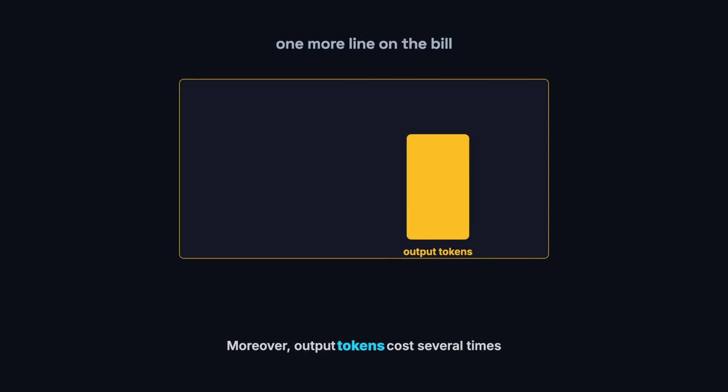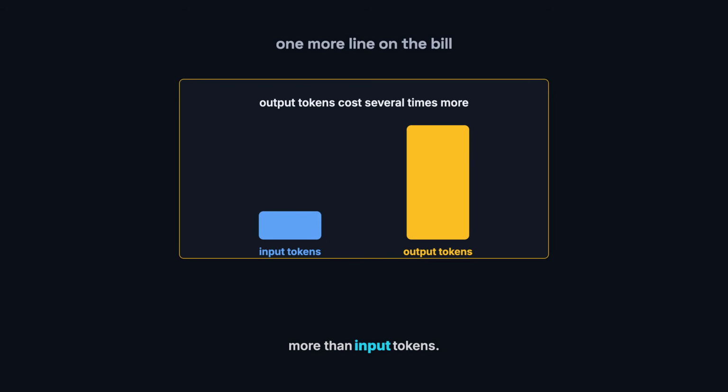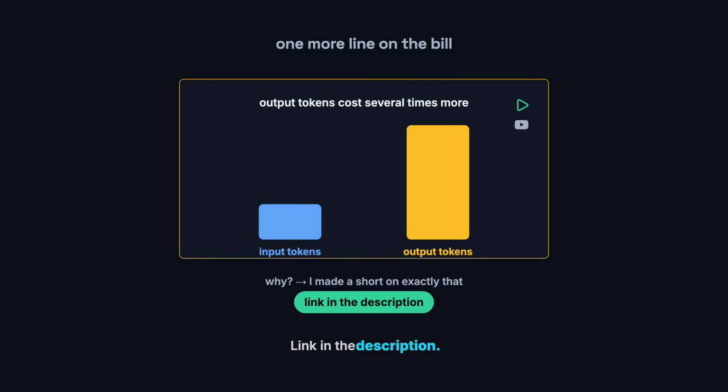Moreover, output tokens cost several times more than input tokens. Why? I've made a short on exactly that. Check it out later. Link in the description.